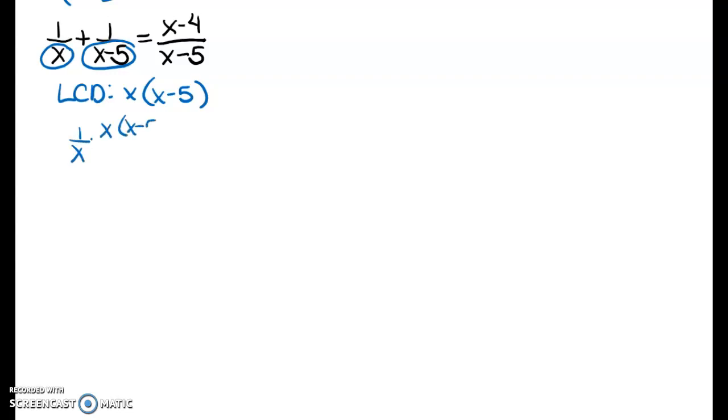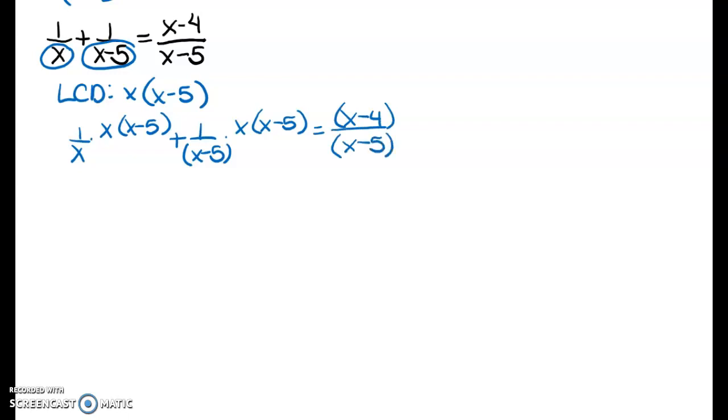Okay, so let's do this last problem. We're going to do the same thing. We're going to multiply by the LCD. And notice my x minus 5 is repeated, so I don't need it twice in my LCD. So let's go ahead and multiply each term by the LCD. And I know it's a lot to write, but it's a good thing to write it all out so you don't make a mistake. So now I'm going to reduce my like terms. And I get x minus 5 plus x equals x times x minus 4.